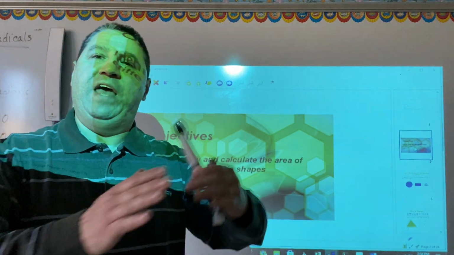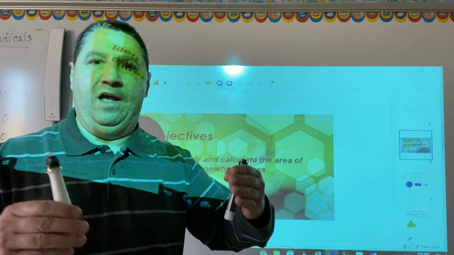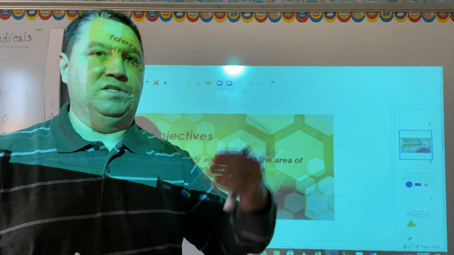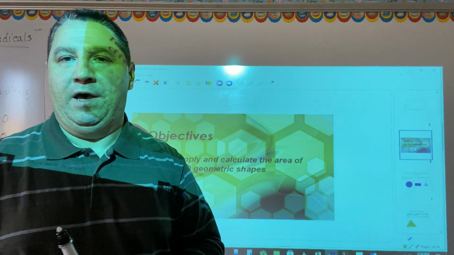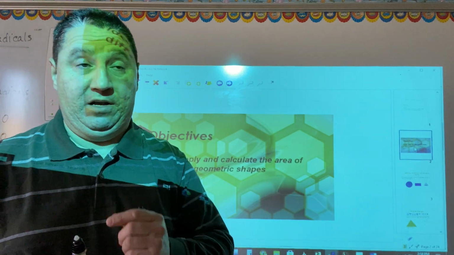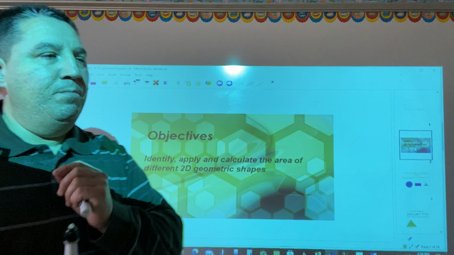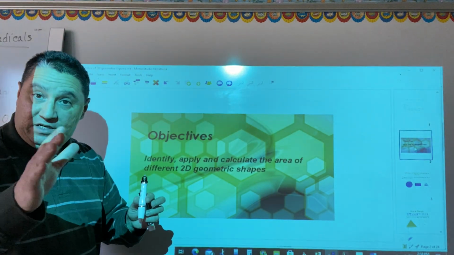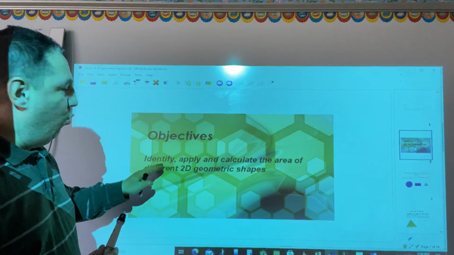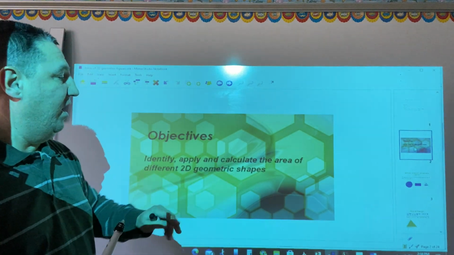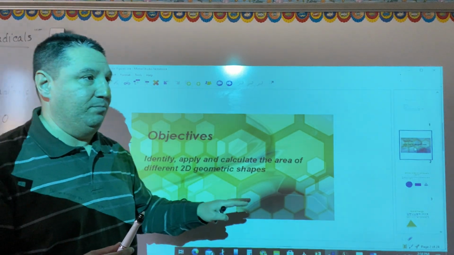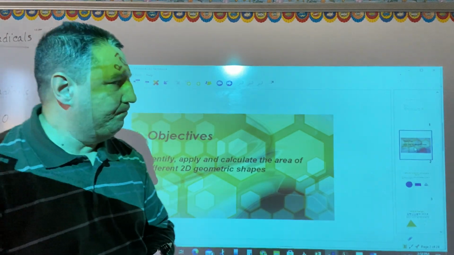Yes, and next time we'll talk about area of quadrilaterals and circles, and then we'll continue with area of regular polygons. But for now, we have a few objectives. We identify, apply, and calculate the area of different 2D shapes, geometric shapes.